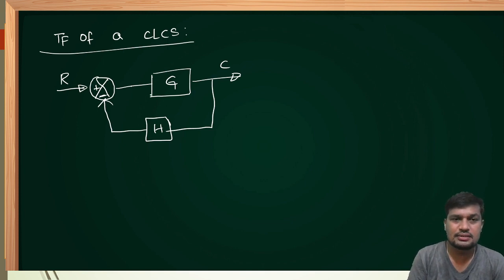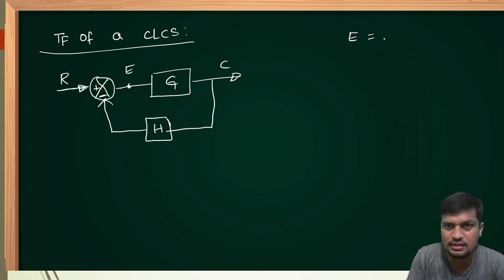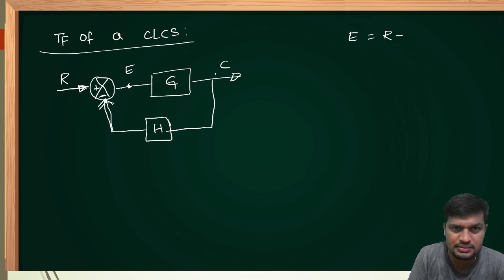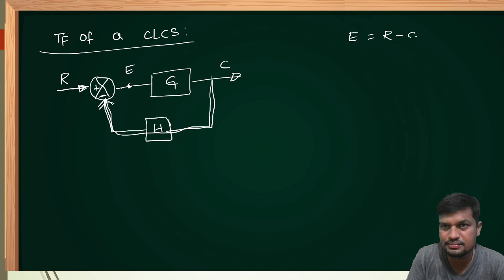Dear friends, we have two methods to explain this one. Let's say this error signal is E. E is equal to, a node means sum of incoming signals, or error is the sum of these two signals. One is the positive signal, that is R. Another signal is the negative feedback signal, that is coming from C. Therefore, multiplication of these two, that is C into H.